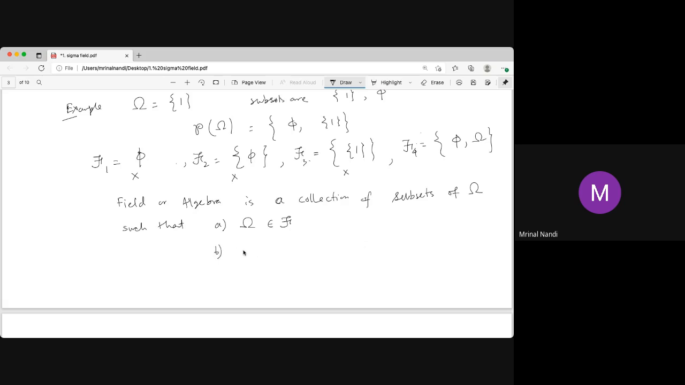Now, if A belongs to this collection, then you can write it in if-then form: then A complement must belong to that. There is another form: A implies A complement belongs to this. So you can write in if-then form or in implies form. The implies form is a better form, more mathematical.